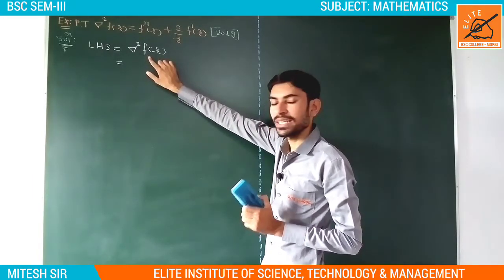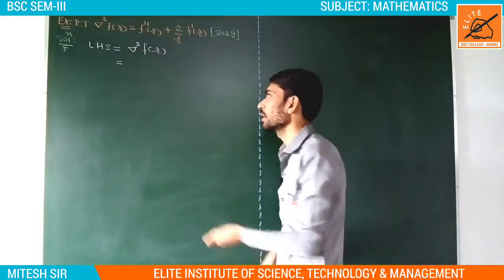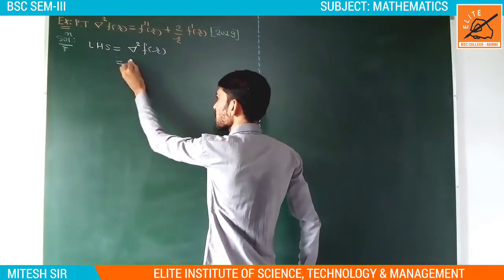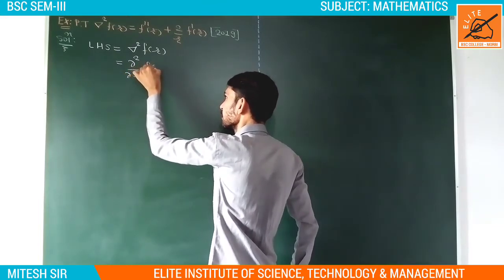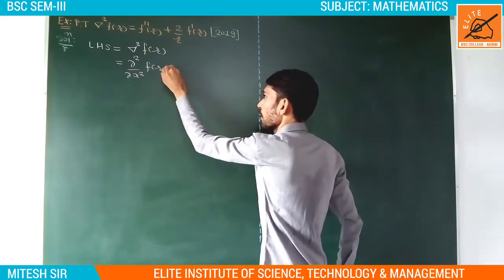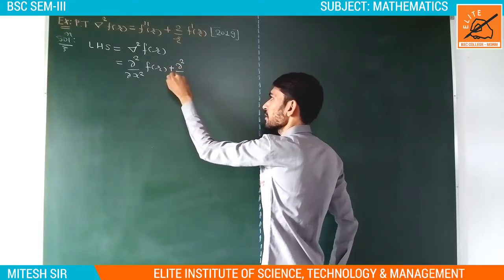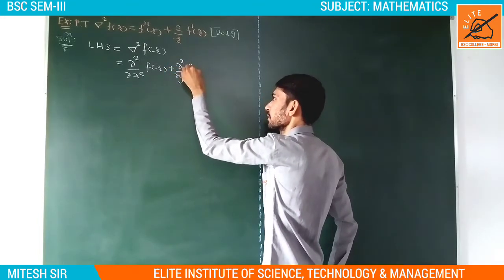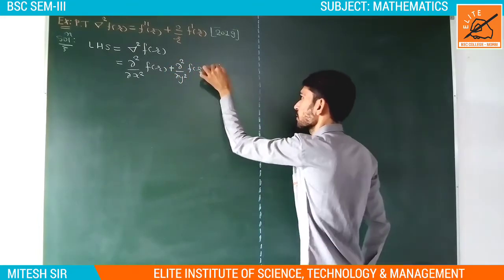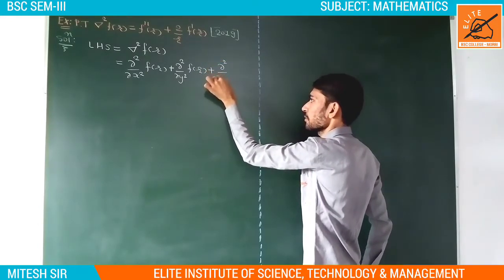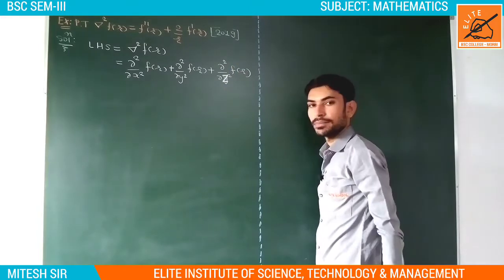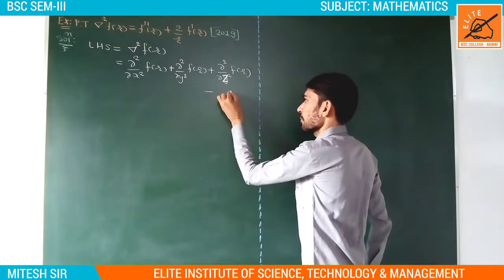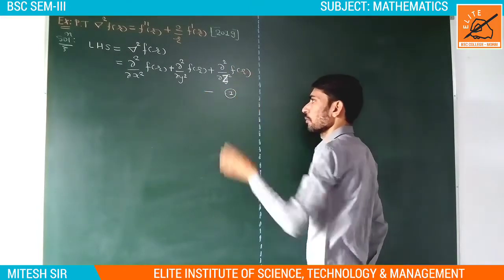Here, in place of phi we are given the function f of r, so for this our Laplace equation will be written as del square upon del x square f of r plus del square upon del y square f of r plus del square upon del z square f of r. Now this step is said to be equation number 1.